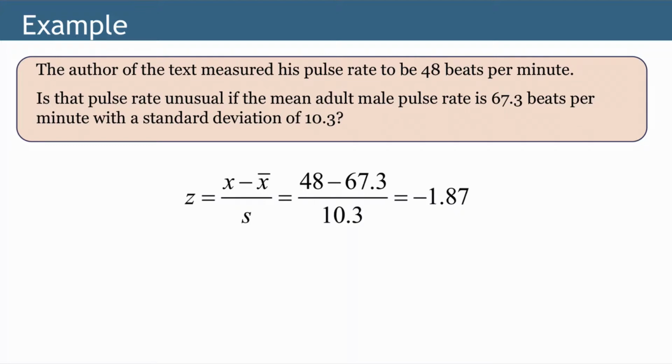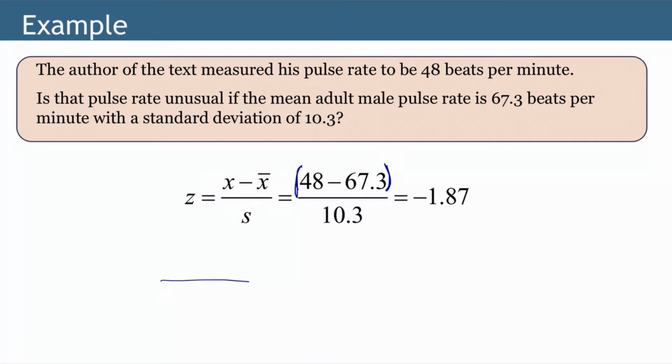And so is that pulse rate unusual? If the male pulse rate has an average of 67.3 beats per minute with a standard deviation of 10.3. So just plug all the numbers in. The data value X is 48, the mean is 67.3, and the standard deviation is 10.3. Crank it out, you get negative 1.87. By the way, if you're going to try to do this all in your calculator in one chunk, make sure you put parentheses around the top.